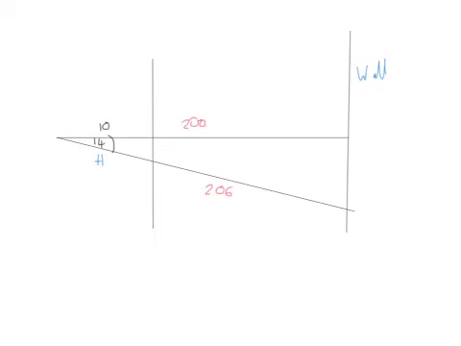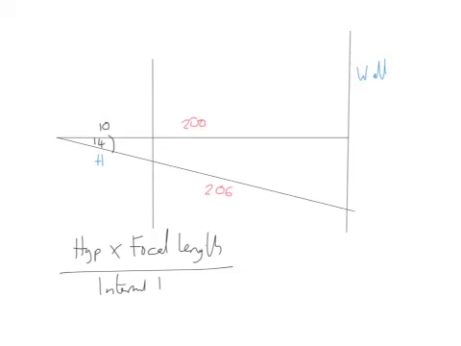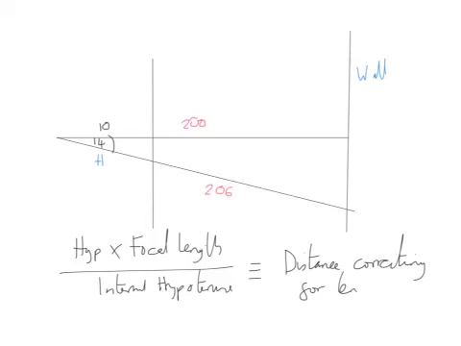That means if we take our hypotenuse of 206, multiply that by the focal length, and divide that by our internal hypotenuse, it equals the distance correcting for lens effect. I will show the difference of what it looks like with and without the lens effect in the next video.